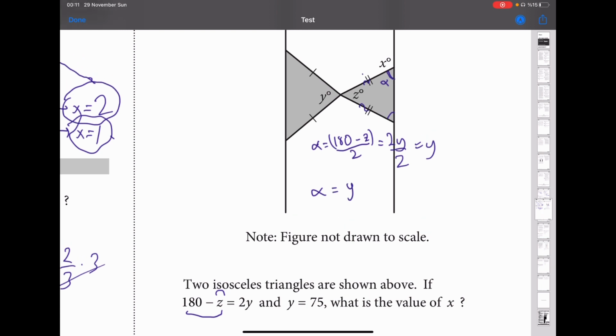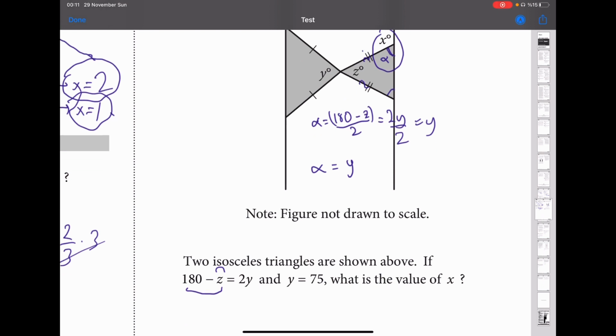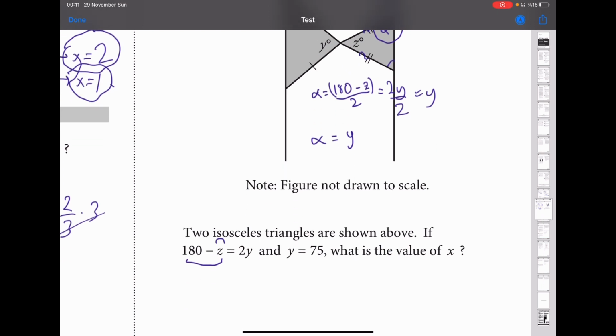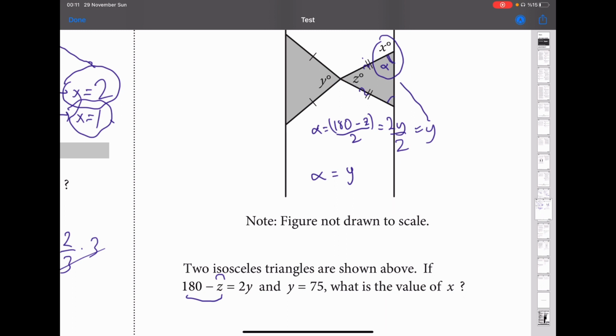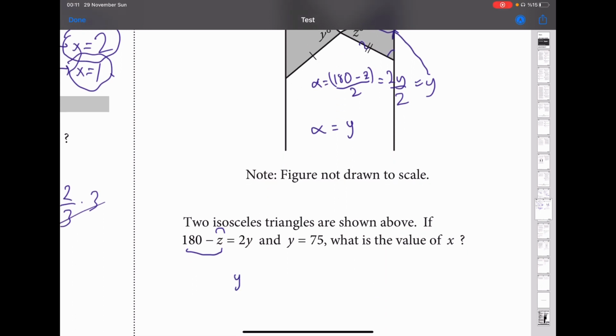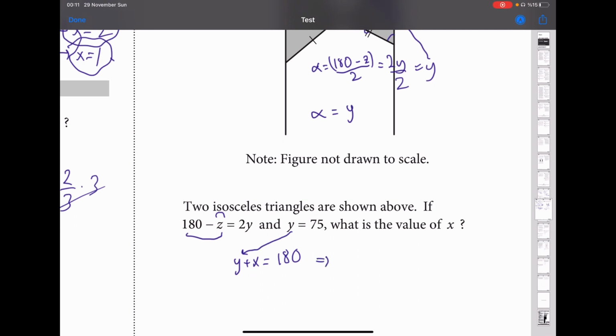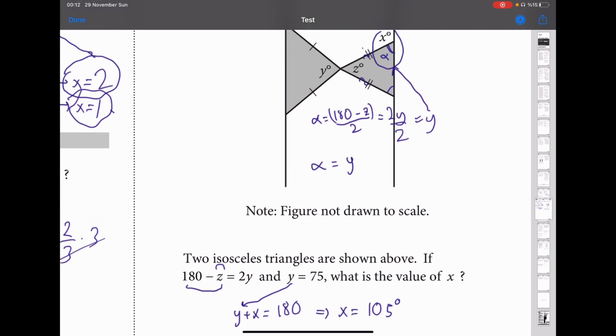So I know that alpha plus x is 180. So y is alpha. So y plus x is 180, and y is 75, so x is equal to 105 degrees. Yes.